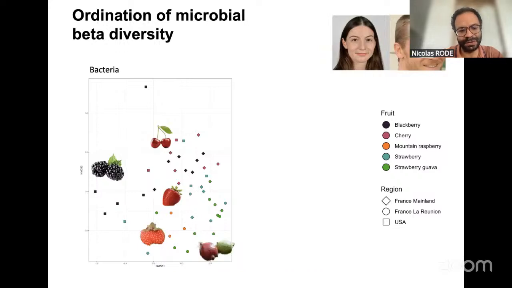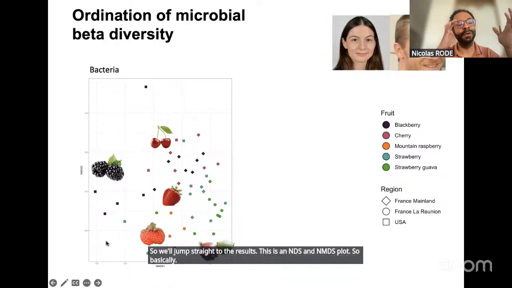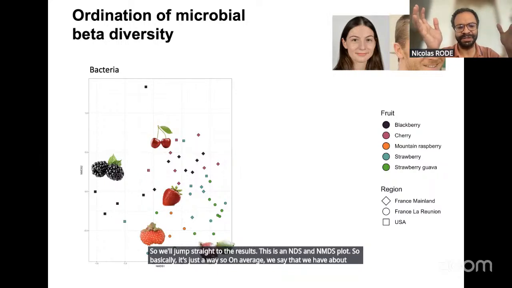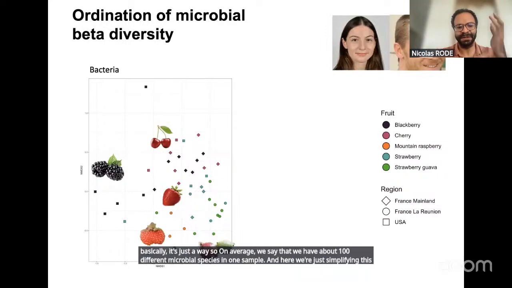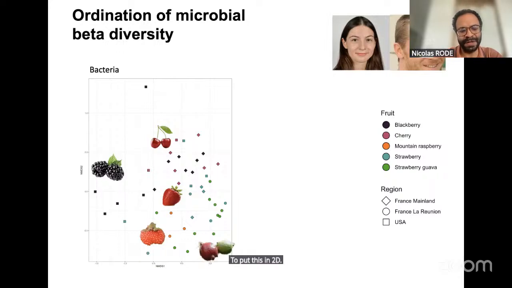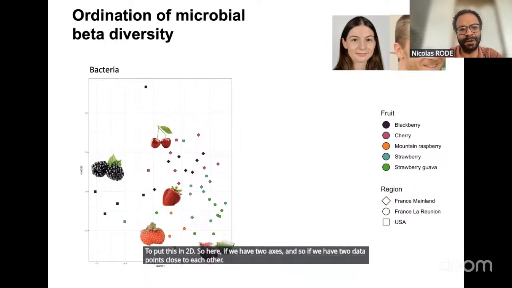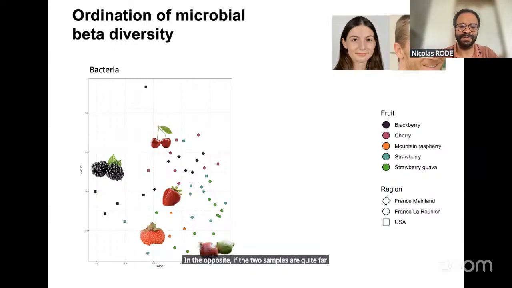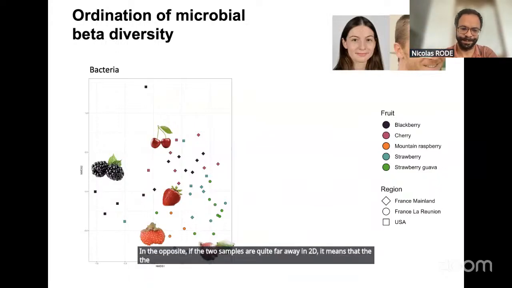So I will jump straight to the results. This is an NMDS plot. Basically, on average, we have about 100 different microbial species in one sample, and here we're just simplifying this to put it in 2D. If we have two data points close to each other, it means that the microbial communities of these two samples are quite similar. In the opposite, if the two samples are quite far away in 2D, it means that the communities are dissimilar.